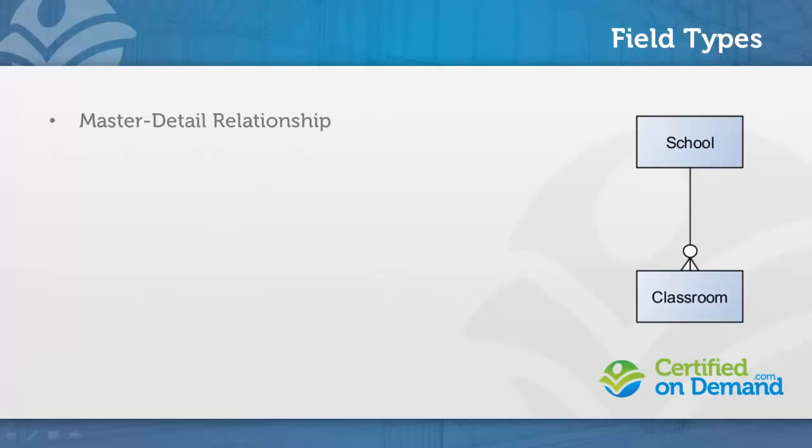In this scenario, I would use a master detail relationship where school is the master object and classroom is the detail object. Let's run through this list again. With a master detail relationship, child records must have a parent. For instance, a classroom record would have to be associated to a school.